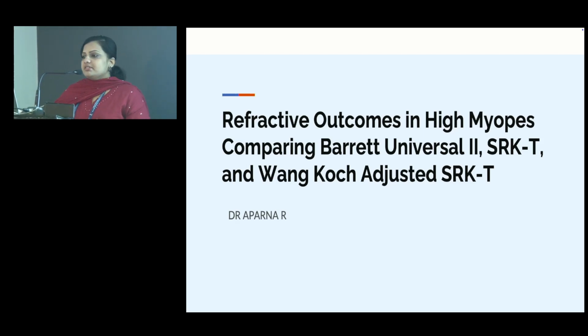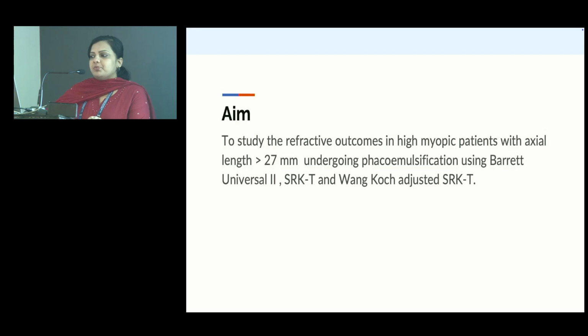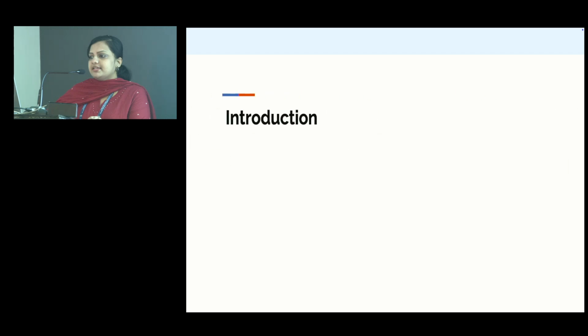Today I'll be presenting a study about the refractive outcomes in high myopes, comparing Barrett Universal to SRK/T and Haigis-adjusted SRK/T. We aim to study the refractive outcomes in high myopic patients with axial length greater than 27 mm undergoing phacoemulsification using Barrett Universal to SRK/T and Haigis-adjusted SRK/T.